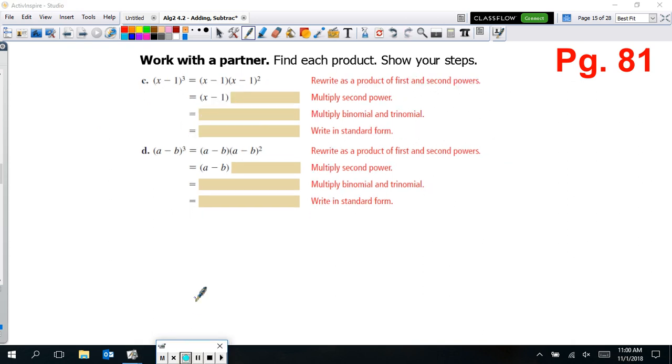Okay, so I'll give you a moment to try C and D. So try both C and D. C is just with a negative 1 inside there, so it'll be very similar, but then D is with an A and a B in here, so that'll be a little bit different maybe with the letters. Go ahead and try that. So go ahead and pause the video again, and then when you're finished, go ahead and start it again to see the answers.